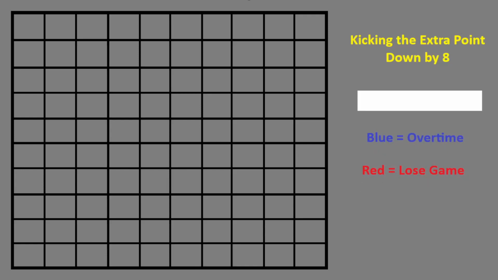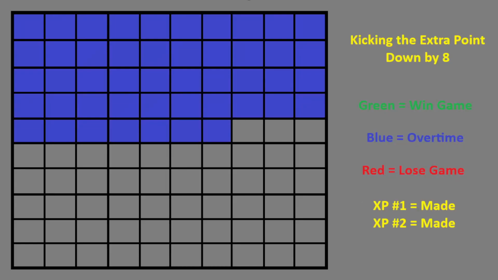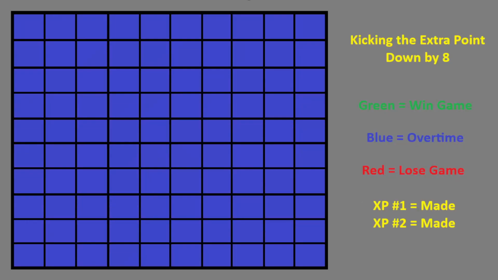So let's look at the first situation, the one everybody's used to, kicking the extra point after the first touchdown. We're going to assume that extra points are 100% accurate. We're going to assume the best case no matter what. If you kick the extra point, you score 7. If you kick the extra point on your second touchdown, you score 7. This means your best case scenario, no matter what, is overtime. 100% of the time, the game will go to overtime.